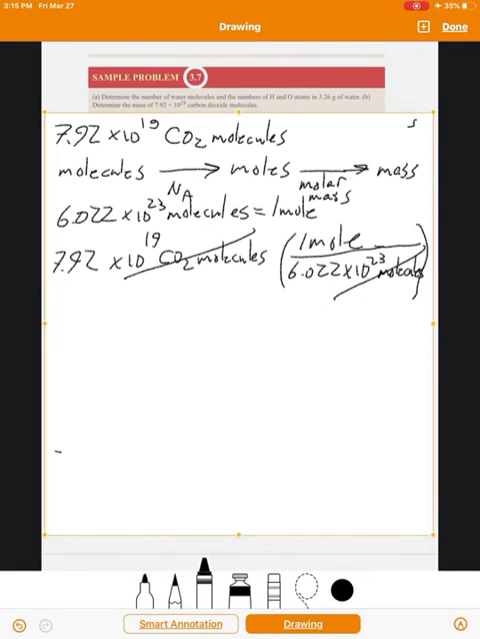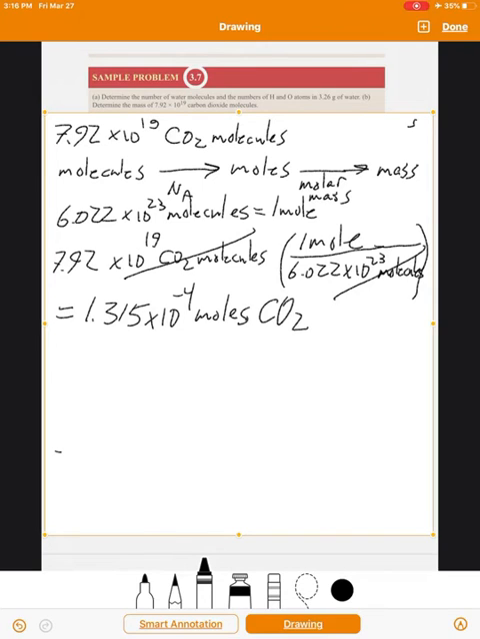So 7.92 times 10 to the 19th, divided by Avogadro's number. And you get 1.315 times 10 to the minus 4. Let me just check that. 1.315 times 10 to the minus 4 moles CO2.